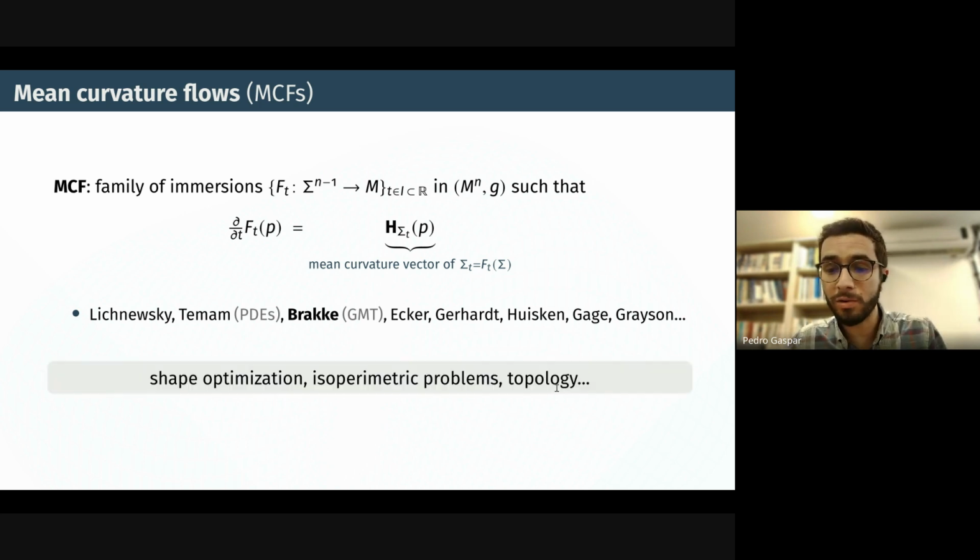Of course, this flow also has applications in other areas. For instance, it's an interesting tool in shape optimization problems. In particular, it's used to study problems related to isoperimetric problems and also some problems in topology. But for the purpose of this talk, I want to discuss this problem from two particular perspectives. The first one is a variational and dynamic perspective, and the second one is an analytic perspective.